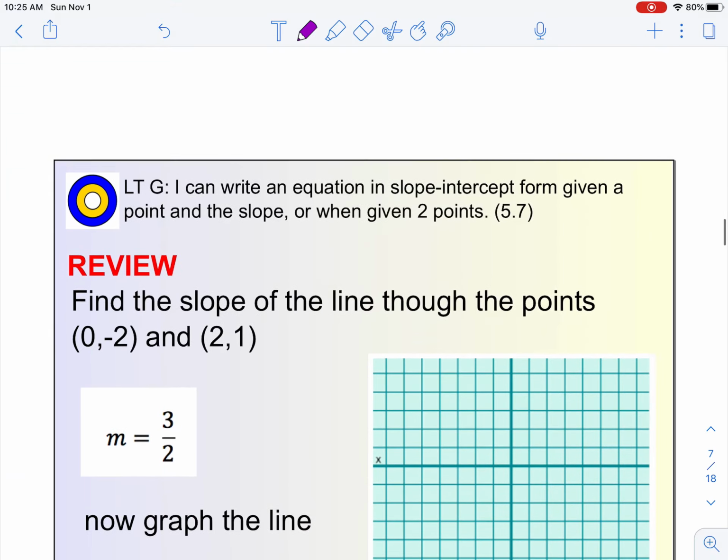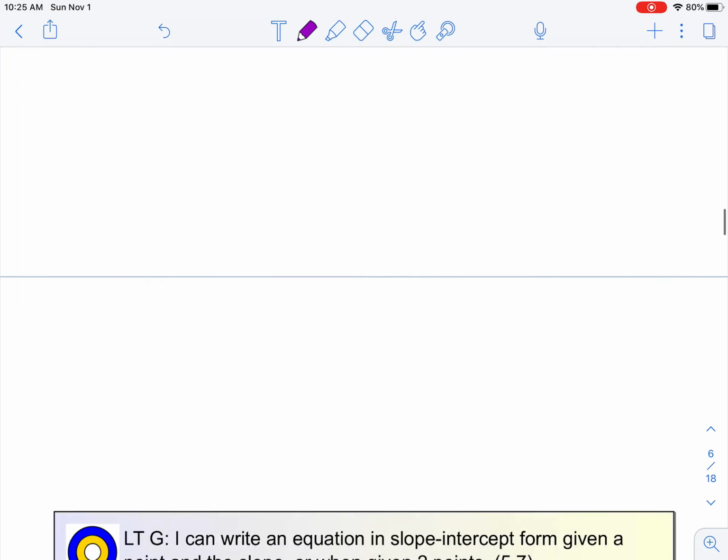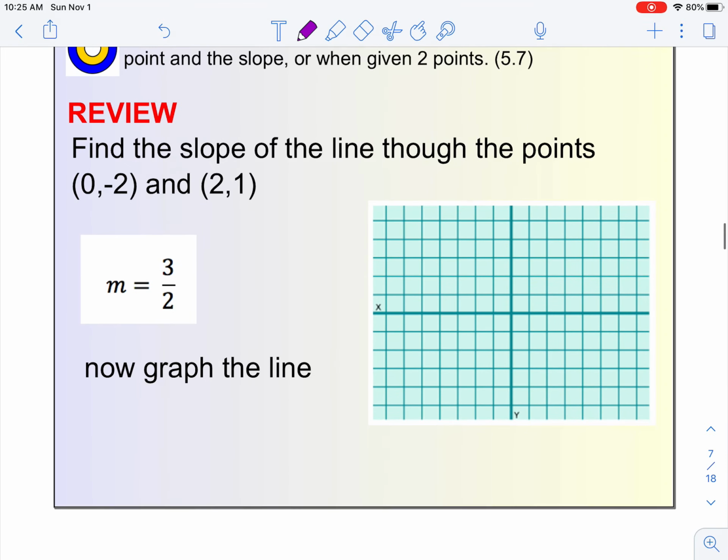So now we are going to see if we can write, once we have the slope, okay, and we got it right. So now we are going to graph the line.